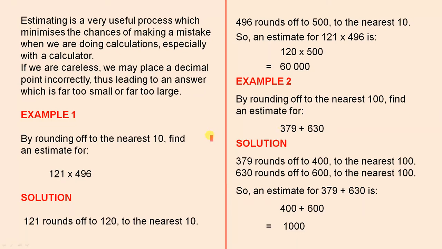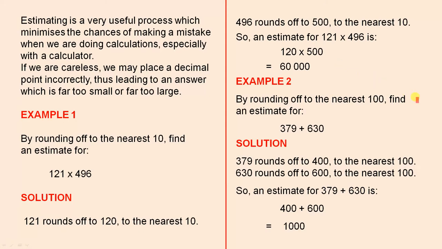Example 1. By rounding off to the nearest 10, find an estimate for 121 multiplied by 496. Solution. 121 rounds off to 120 to the nearest 10. 496 rounds off to 500 to the nearest 10. So, an estimate for 121 multiplied by 496 is 120 multiplied by 500, and that equals 60,000.